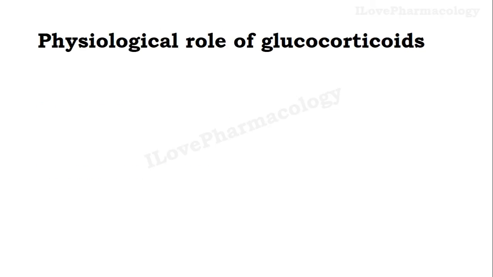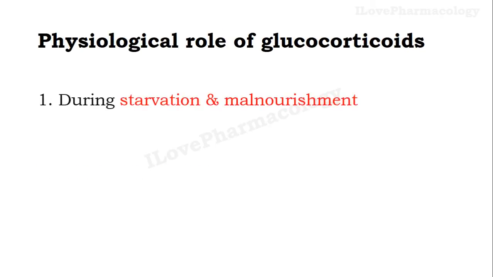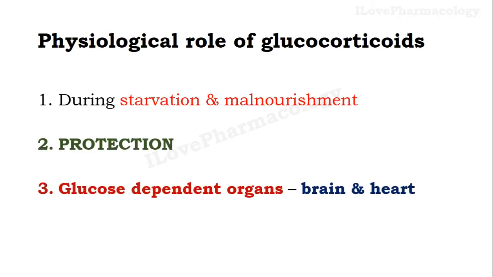Coming to the physiological role played by glucocorticoids, during conditions like starvation and malnourishment, it has a protective action. Especially, it provides glucose to glucose-dependent organs such as the brain and heart.